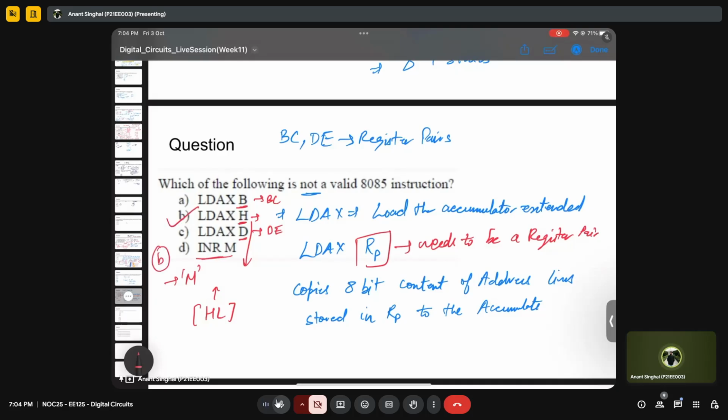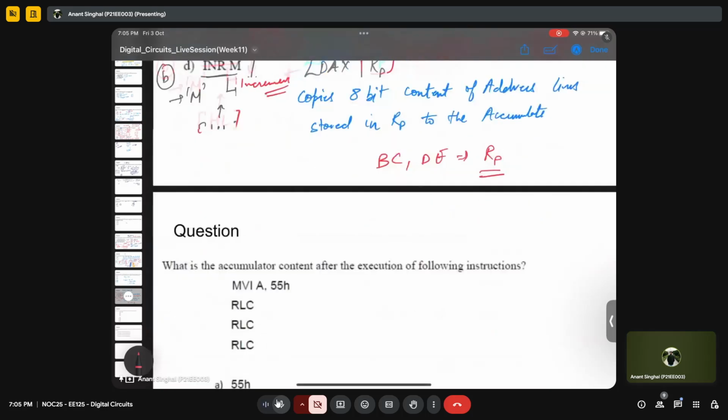And INR M means just increment the memory. So yeah, this can be executed. So this is fine. So the correct answer would be option B, since we only have BC and DE available register pairs. I hope this makes sense and is clear to everyone. So let's move to the next problem.